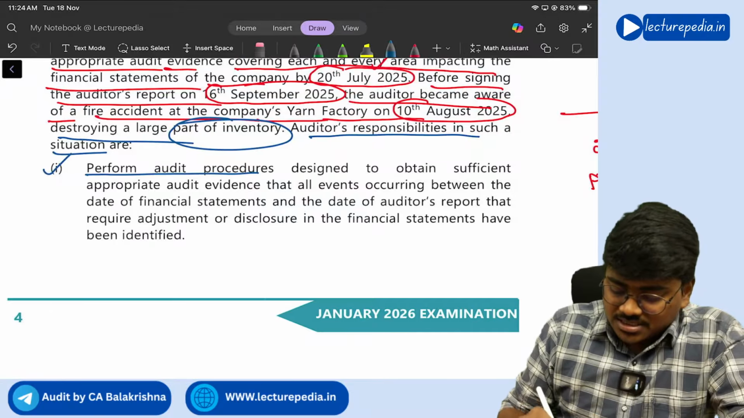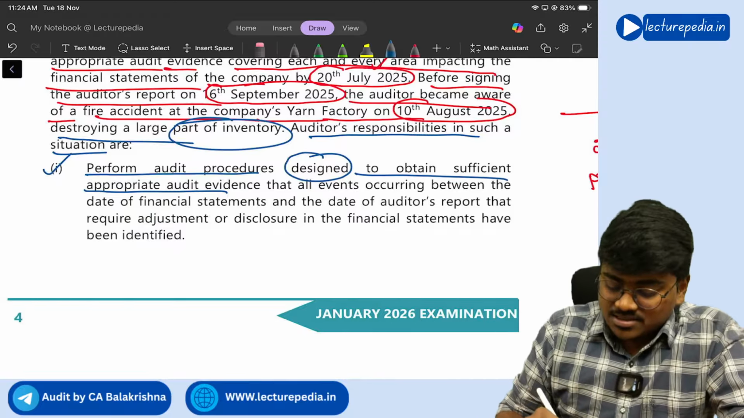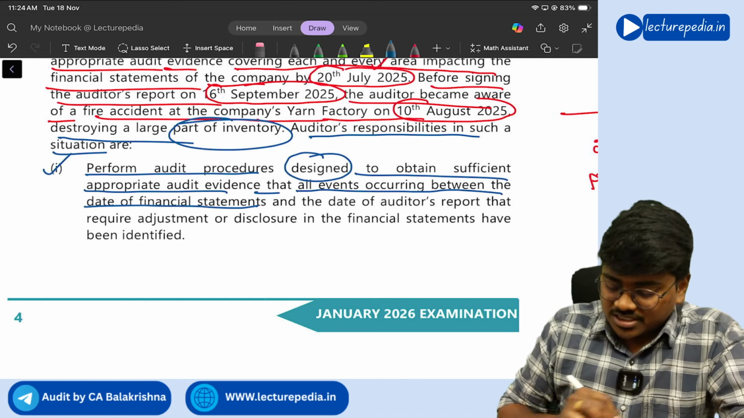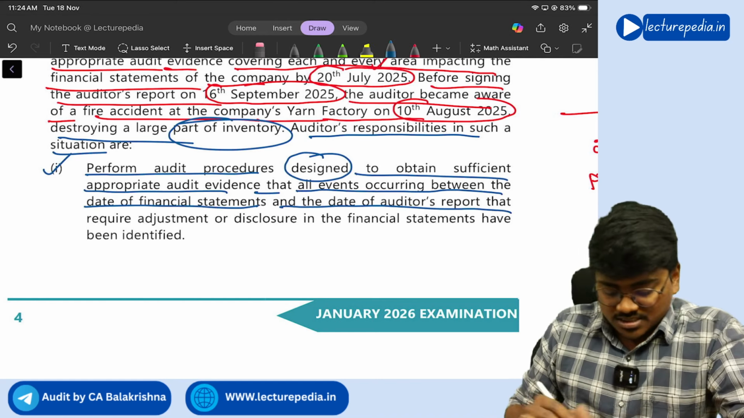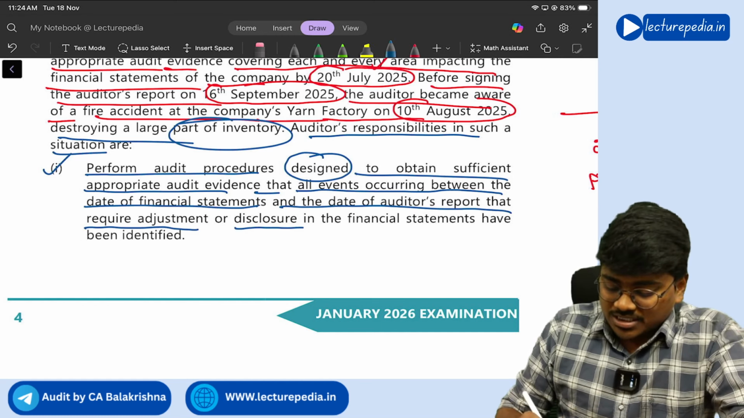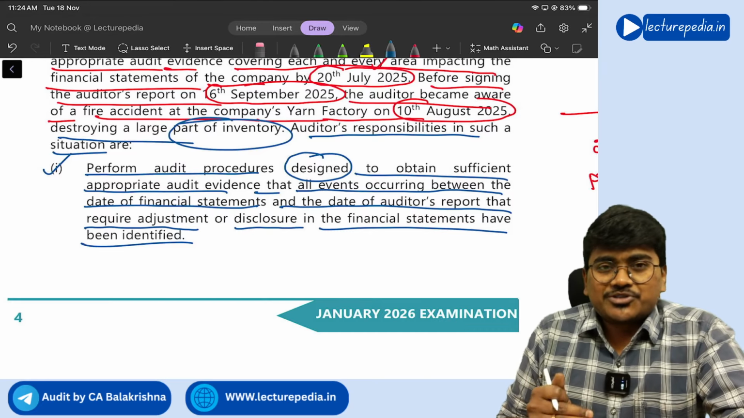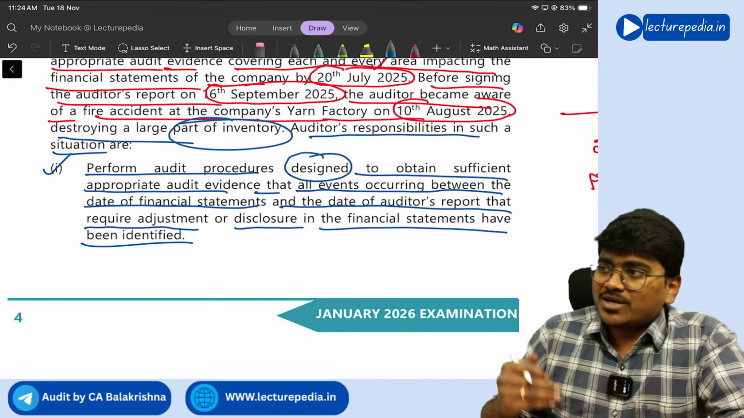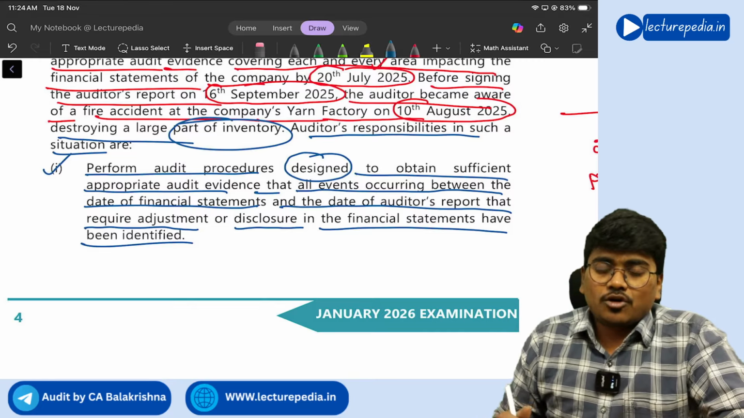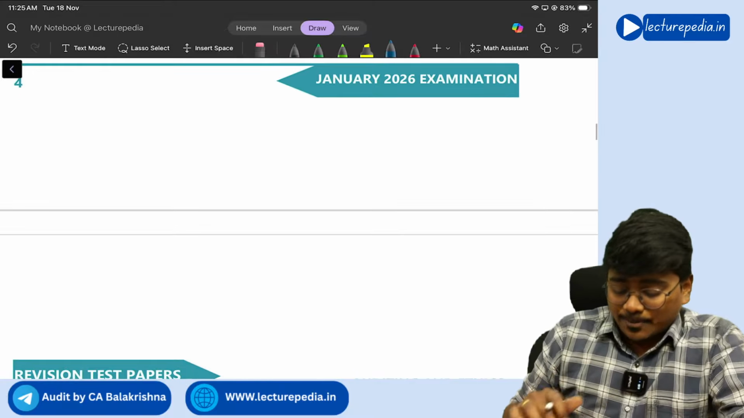Perform audit procedures designed to obtain sufficient appropriate audit evidence that all events occurring between the date of financial statements and the date of auditor's report that require adjustment or disclosure in the financial statements have been identified. Yes, this procedure you have to perform. You have to check whether all events occurring between the date of balance sheet and the date of auditor signing were they properly identified. Yes, this procedure you will perform.